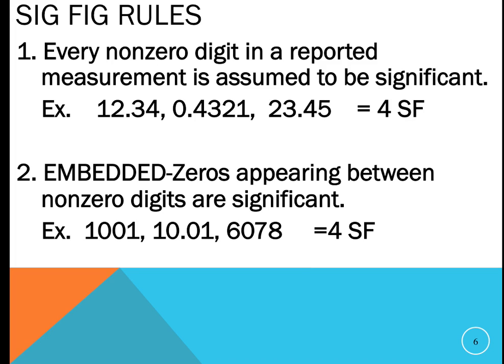We also have embedded zeros. These are zeros that are like bookends. They have non-zero digits to the left and to the right. So they're zeros that are in the middle of other numbers. So once again, we have examples. We have 1001. We couldn't get from 1 to 1,000 without the numbers in between. It just so happened not to be 1,000 or not to be 999, so there are zeros in the middle. 10.01, same scenario, and 6078. All have 4 significant figures.